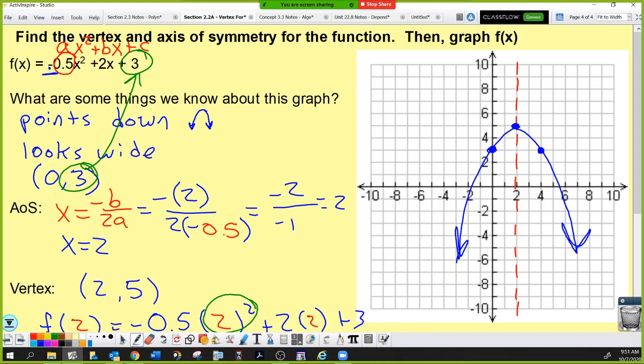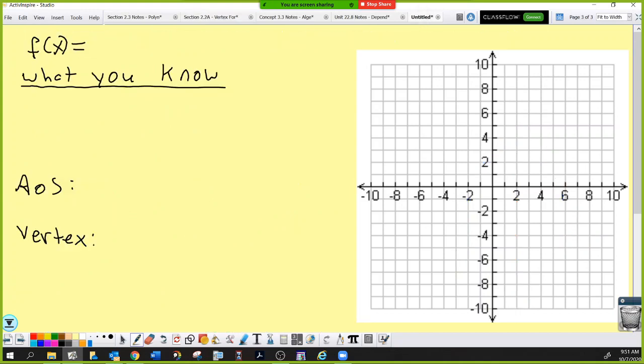So I've got some example questions for us. Let's start here. I would like for you to write down the equation, write down some things you know, then find the axis of symmetry, find your vertex, connect your dots, and get me a graph. And I'll give you a couple moments to get as much of that done as possible. During that time, I'll have the video paused, so my folks at home, if they're trying to do it, that are watching the video, they can have some think time too. Let's see what we got.